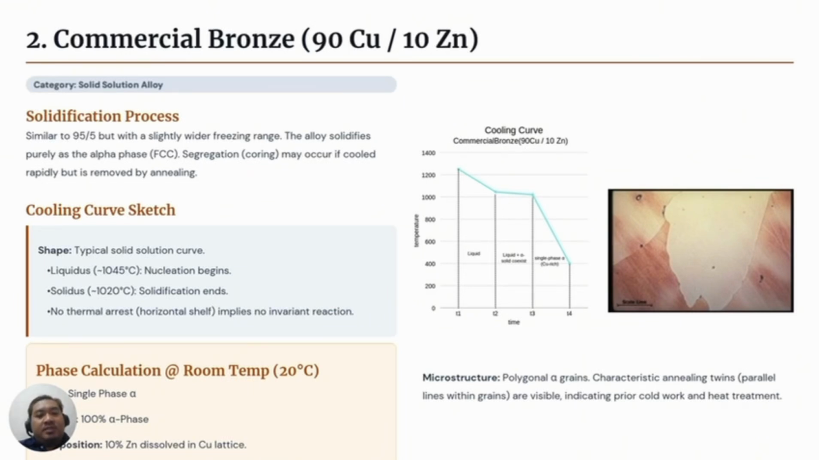At room temperature, 20 degrees Celsius, the alloy remains a single phase alpha structure. The zinc atoms tuck neatly into the FCC copper lattice. Looking at the microstructure, we will see the same polygonal grains and annealing twins, which are typical for this type of FCC solid solution alloy after it has been processed.